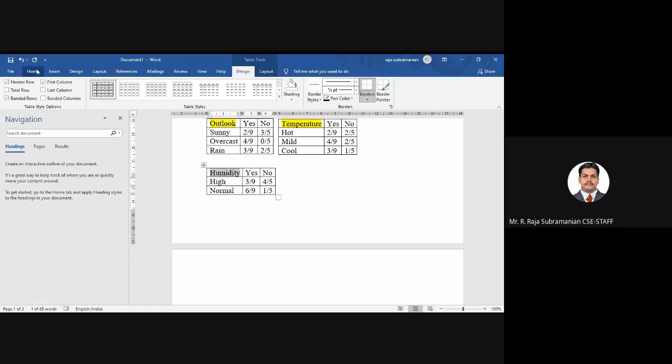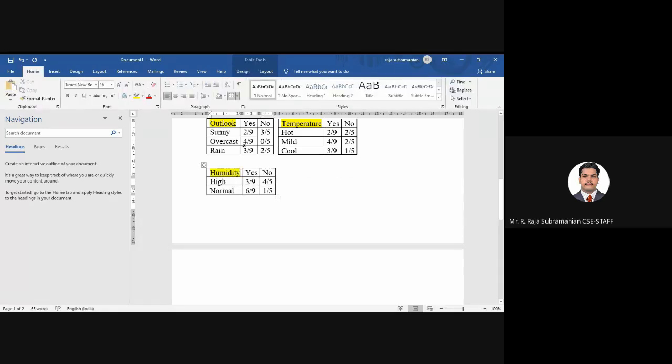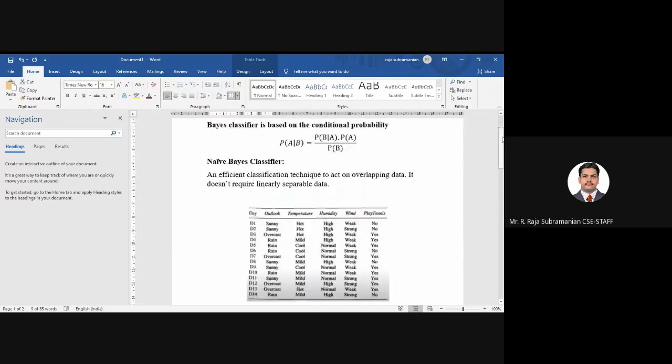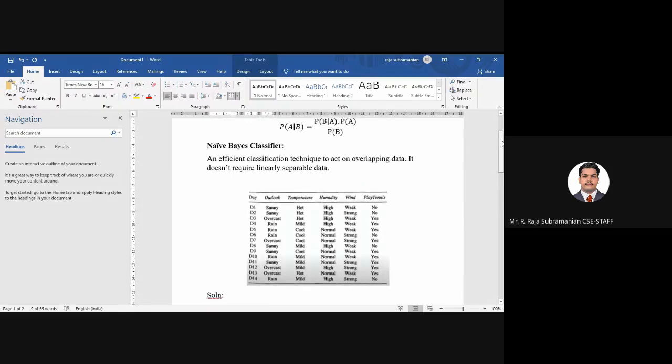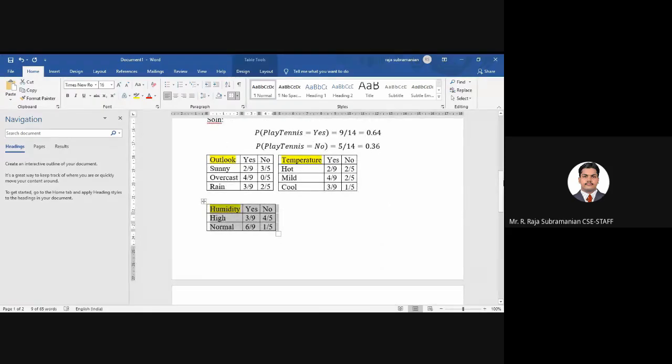So this is actually with respect to humidity. I got this with respect to humidity, the conditional probability of degree 1. Final thing is wind. Wind can be either weak or strong. So I can say that weak and strong thing.